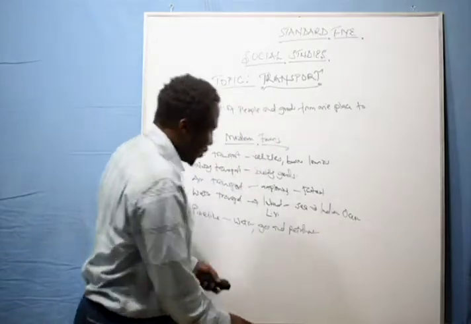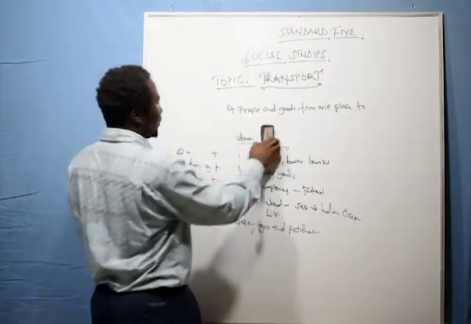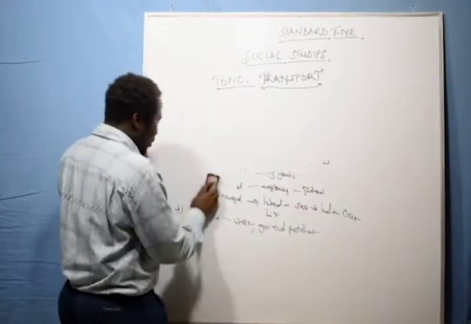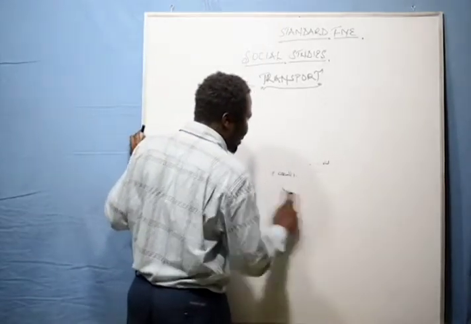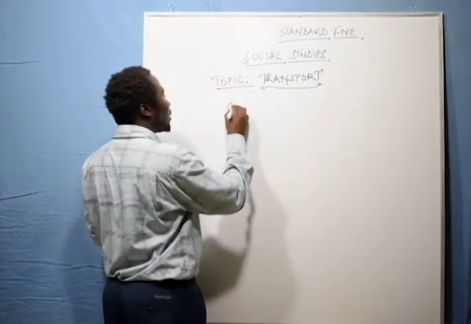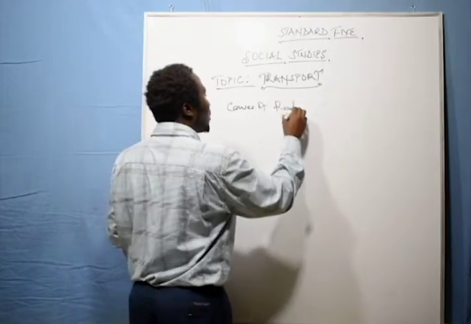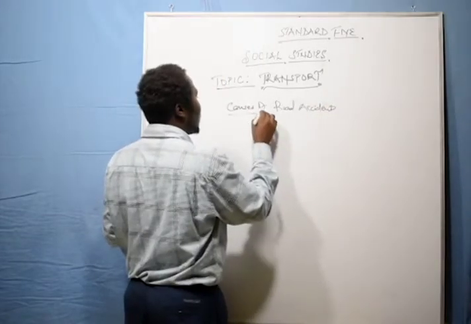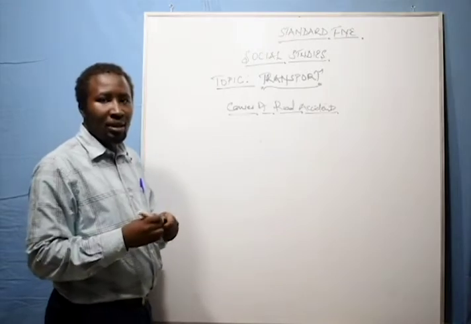Now, I'll finalize by looking at something very quickly. Let us look at causes. What are the causes of road accidents? What causes our accidents in our country? So very quickly, we look at the causes of road accidents. What do you think are the causes of road accidents?